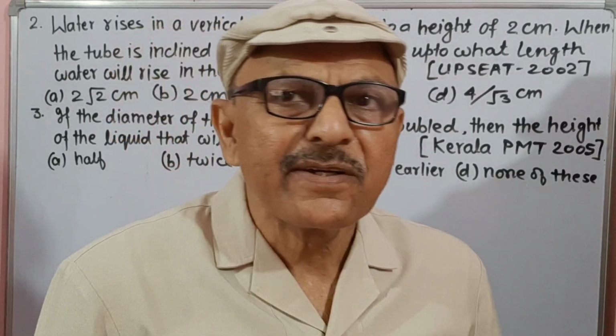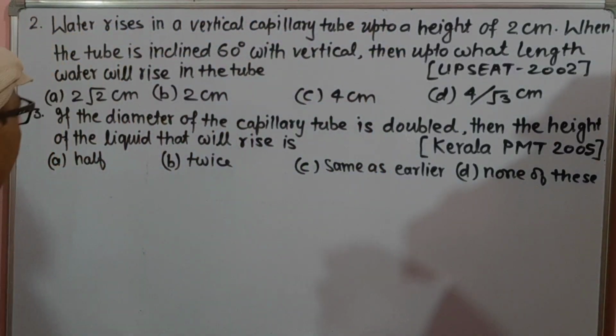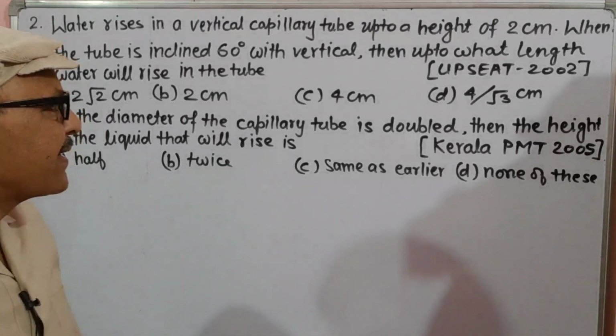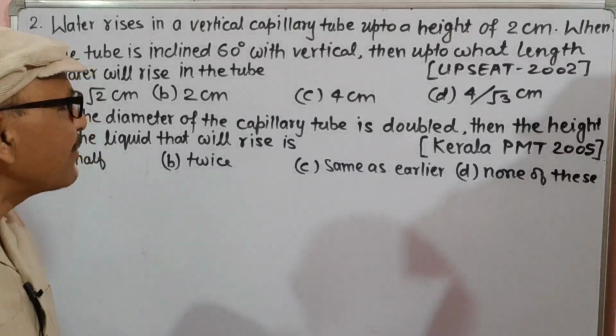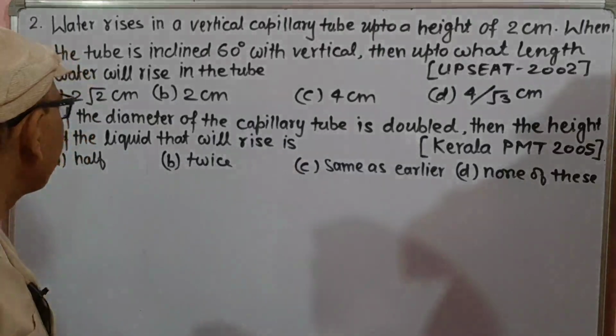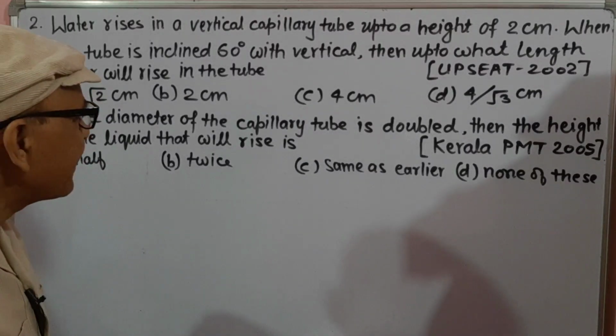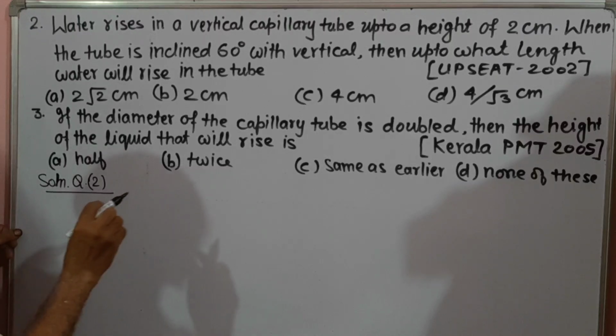Next we take question number 2. The question is, water rises in a vertical capillary tube up to a height of 2 cm. When the tube is inclined 60 degree with the vertical, then up to what length water will rise in the tube? Solution to question 2.